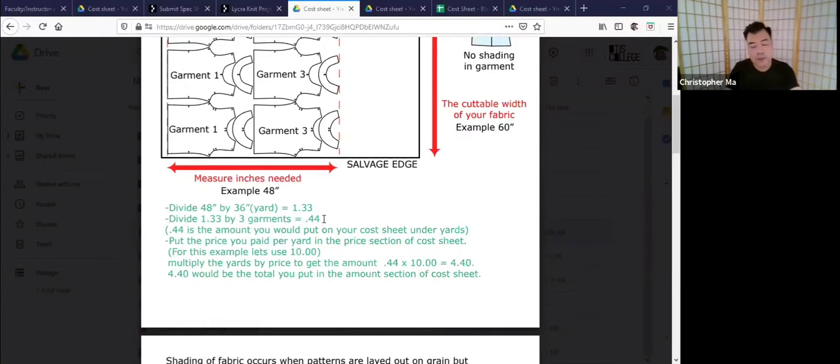Now write this in the biggest letter you can. It's going to remind yourself in the cost sheet. This place is always in decimal.